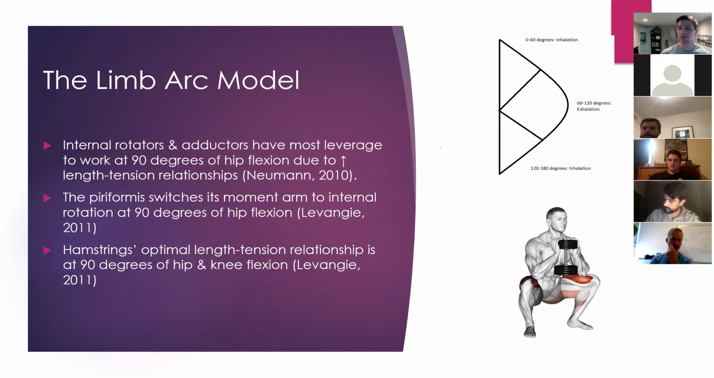So just to give you guys a little bit of evidence to support this model here. Internal rotators, abductors, like the anterior glute med, like your adductor magnus, all of these muscles have the most leverage to work in internal rotation at 90 degrees of hip flexion. That would be when your thighs parallel the floor in a squat. The piriformis switches its moment arm to internal rotation at 90 degrees of hip flexion. So we always think of the piriformis as an external rotator. It's actually not always the case. And hamstring's optimal length tension relationship is at 90 degrees of hip and knee flexion. Why do we do 90-90 hip lifts? There you go. That's why.